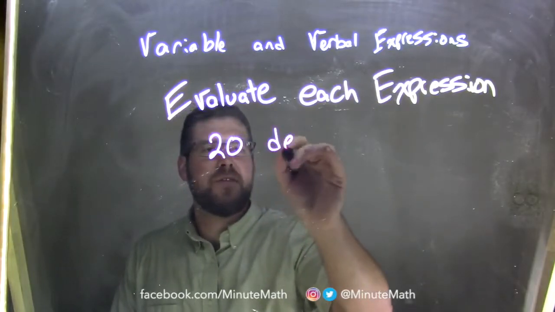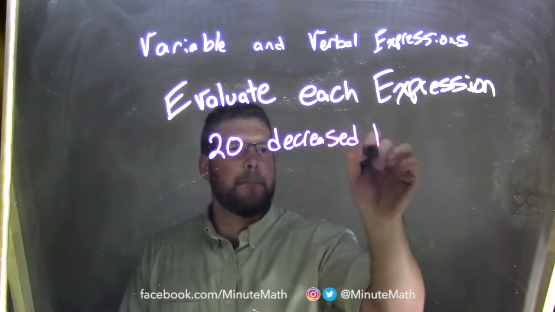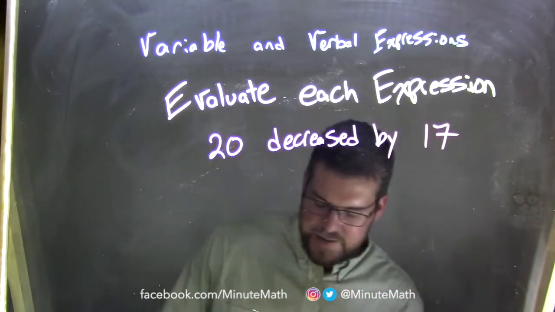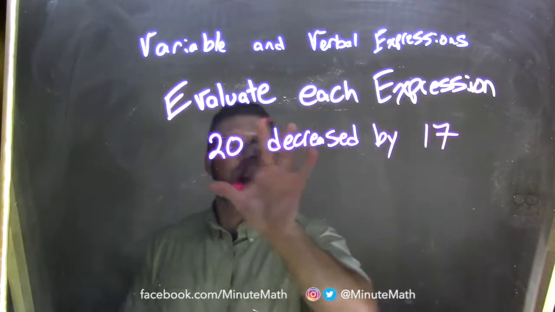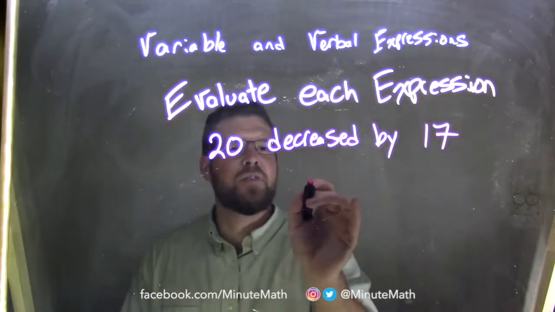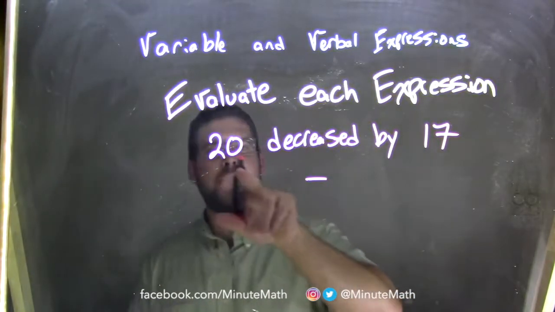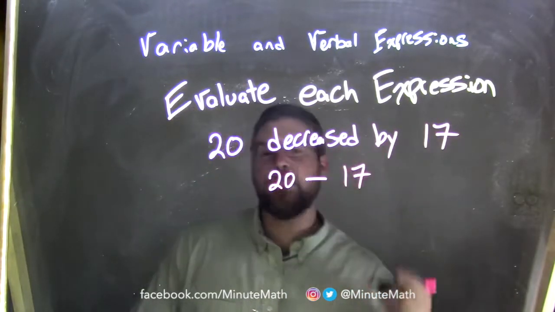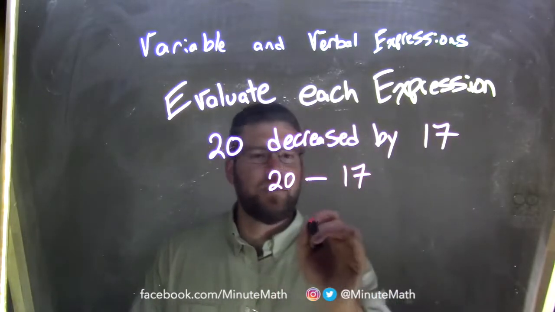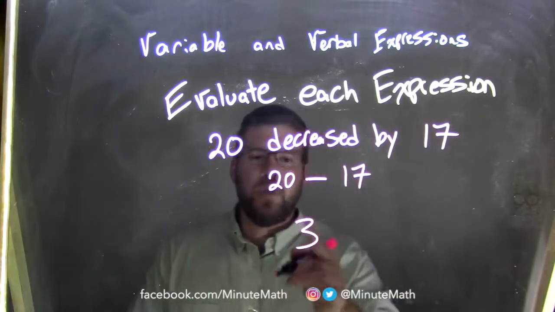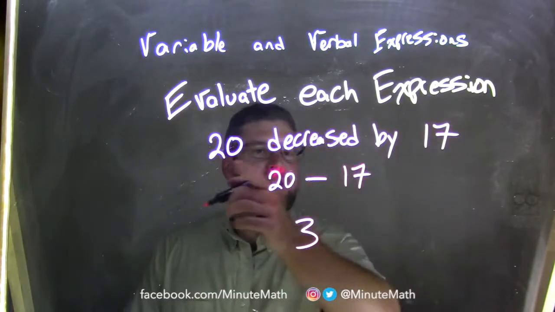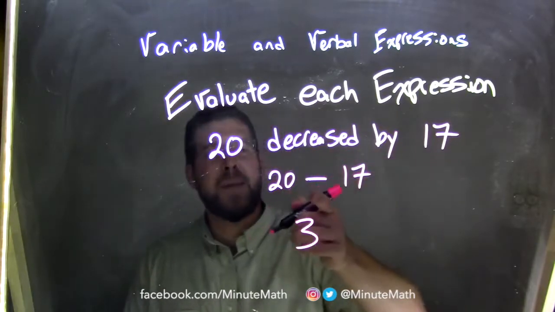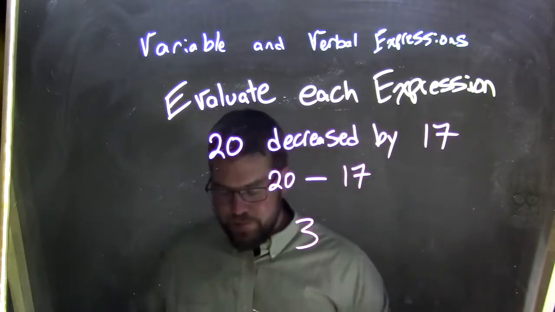20 decreased by 17. So 20 decreased by 17. So we take 20 and we're decreasing it by 17. Well, it decreased, I should think about subtraction. So I'm taking 20 comes first, 20 minus 17. Well, 20 minus 17 comes out to be 3. So 3 is our answer. We have that verbal expression that we are evaluating. 20 decreased by 17, 20 minus 17, which is 3.